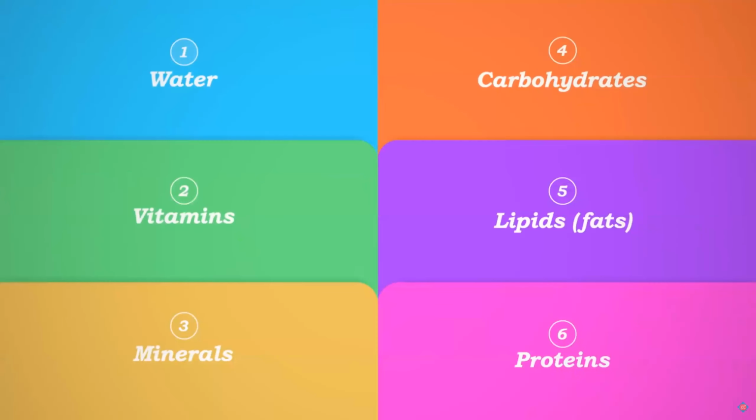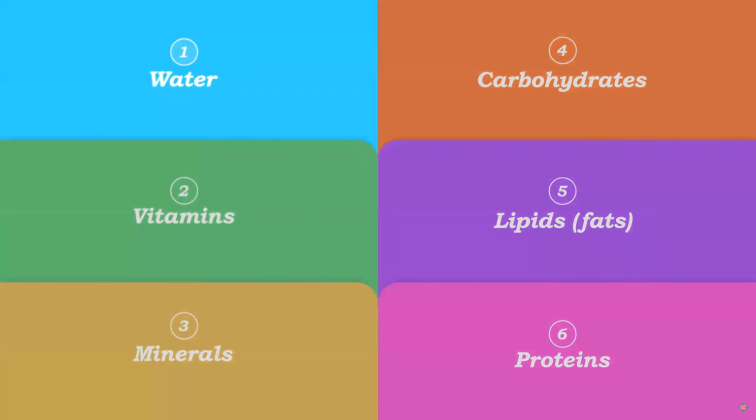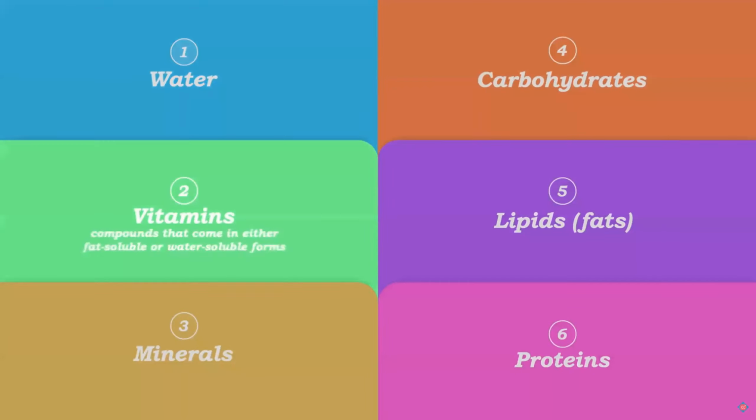And these nutrients, the materials that your body needs to build, maintain, and repair itself, come in 6 major groups. By volume, the majority of what we consume and what makes up our bodies is water, so that's maybe the most vital nutrient. Then there are vitamins, compounds that come in either fat-soluble or water-soluble forms. They aren't used as building blocks or for energy, but they're essential in helping the body make use of other nutrients that do those things.